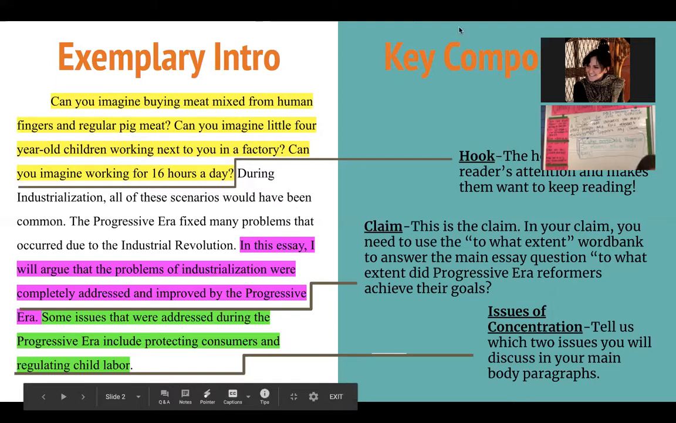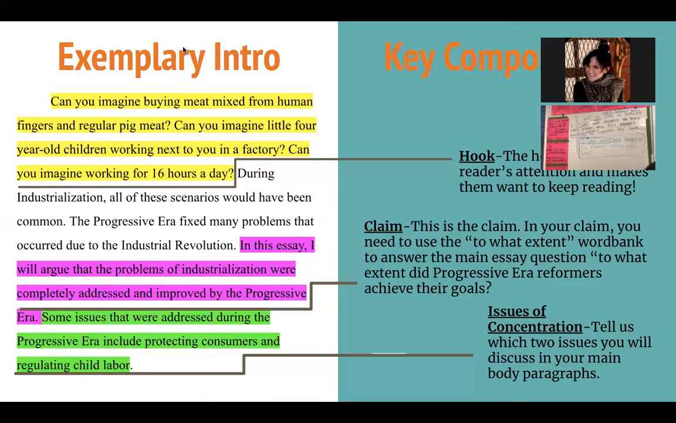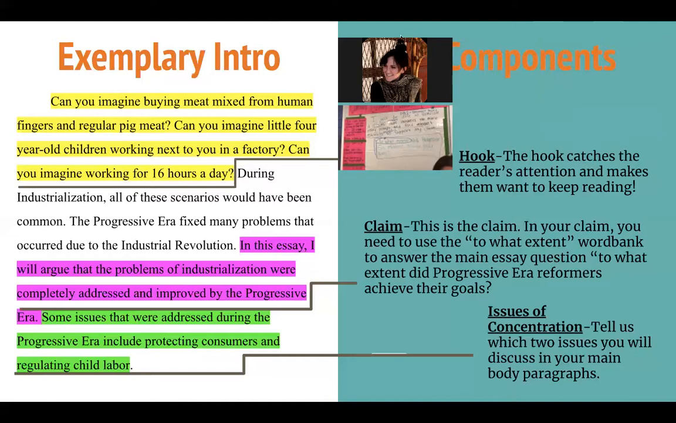So let's go through the different elements that make this an exemplary introduction. First, this author included a hook. The hook is highlighted for you in yellow. The hook catches the reader's attention and makes them want to keep reading. This author used questioning to help them create that hook. They asked really interesting questions that made us want to keep reading.